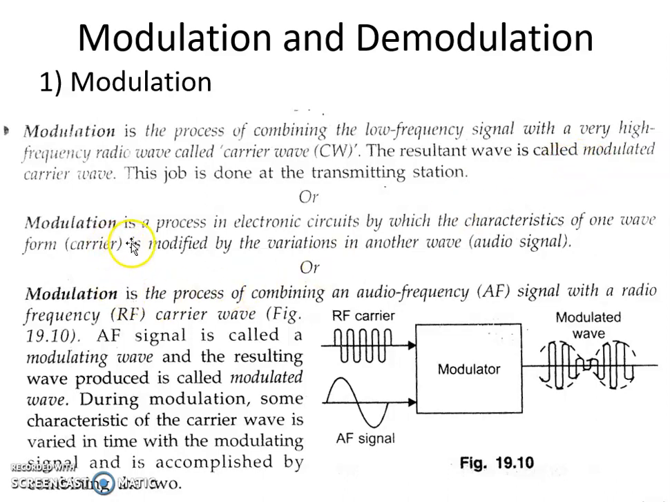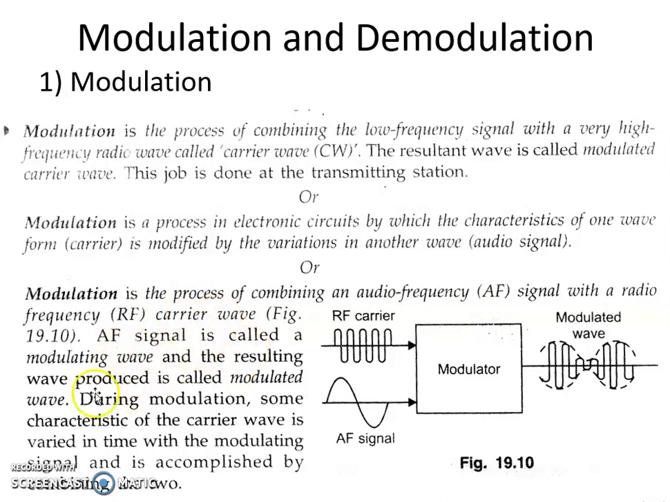Modulation may also be defined as a process in electronic circuits by which the characteristics of one waveform, that is the carrier waveform, are modified by the variations in another waveform, which is the audio signal. In detail, modulation is the process of combining an audio frequency signal, that is the AF signal, with a radio frequency signal, that is the RF carrier wave.